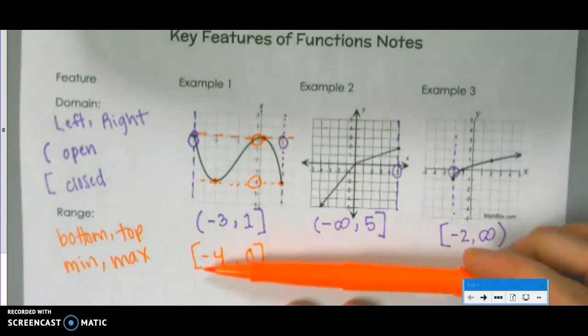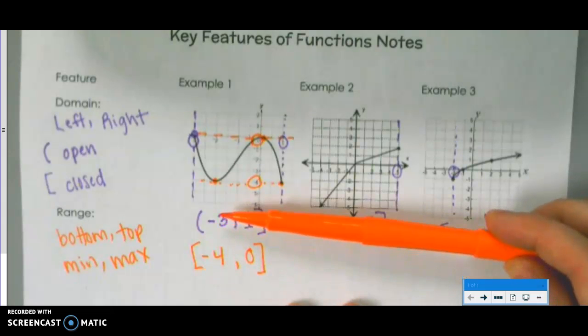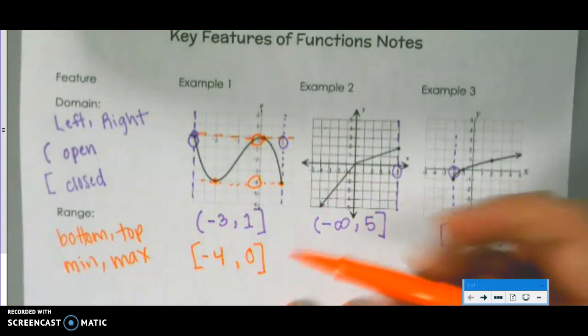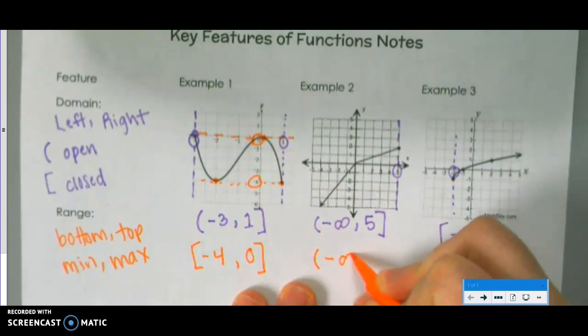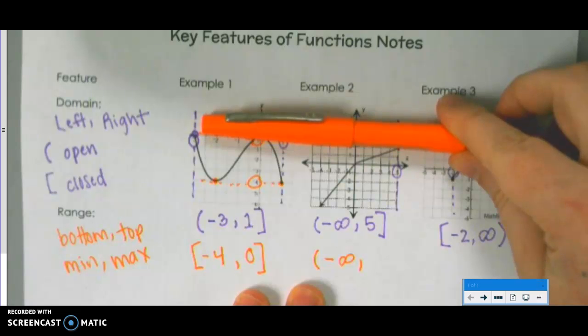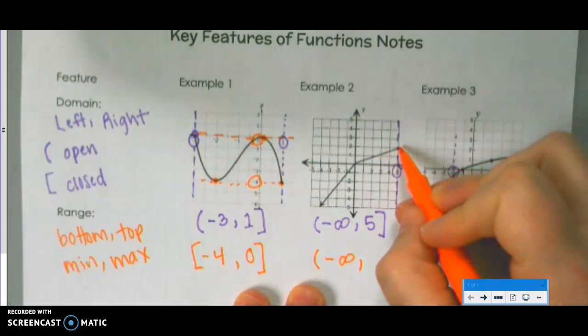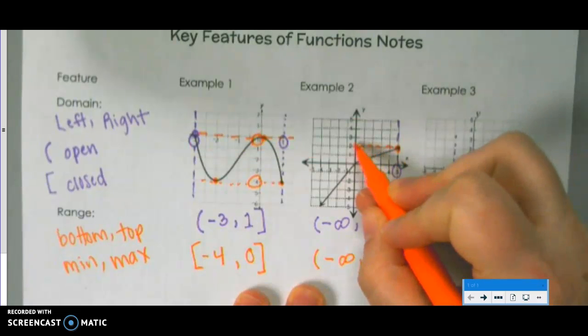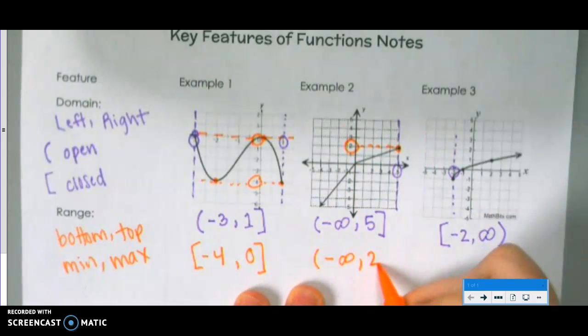All right, example 2, coming in from the bottom, I had an arrow that means negative infinity because it's pointing down. If I come in from the top, I can see that the highest y value is 2.